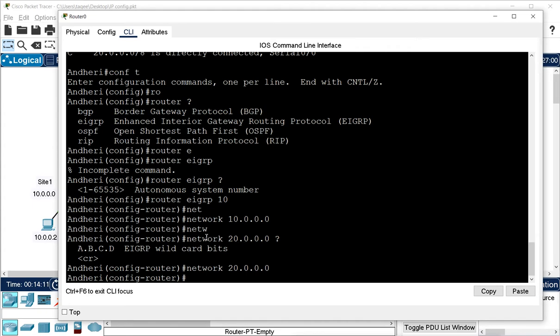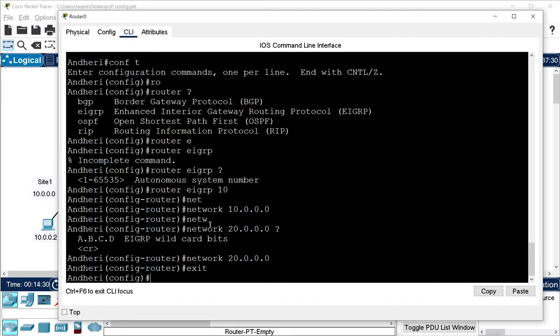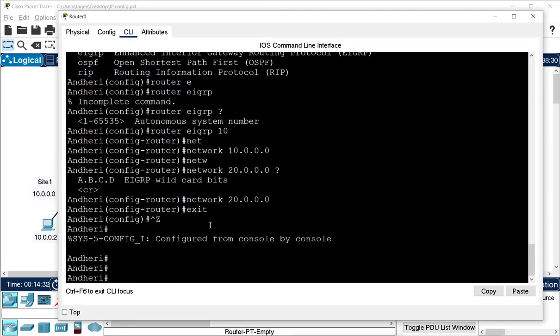Now we don't have to give any other network here. There are only two networks in this router. So the routing is done for this router, and this wildcard I don't want, so I have not given it. It is just an optional thing here. So it is an advanced feature and it is optional. If you want, then you can use it, and if you don't want, then no need to use it. So here the routing is done.